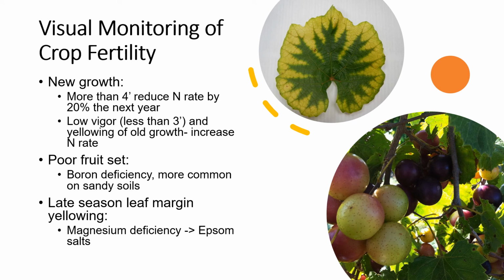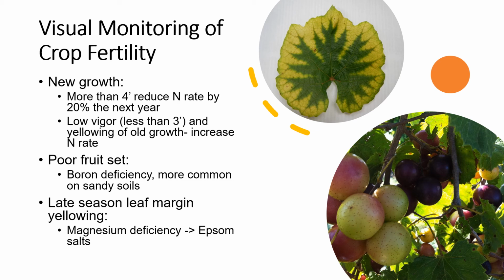Another very common symptom that we might see out in the field is late season leaf margin yellowing, like you see in the picture on the right hand side. That's very common for all grape crops and it's indicative of a magnesium deficiency. And that can be rectified by applying some Epsom salts or another magnesium containing fertilizer.